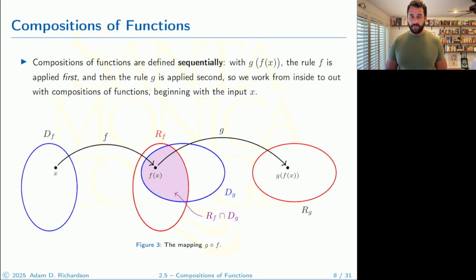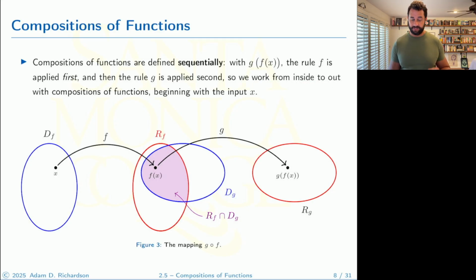All right. So let's get an important picture in mind. The reason that compositions can be a little bit tricky to work with is this. Compositions of functions are defined sequentially. All right. There's an order to the composition. With g of f of x, the rule f is applied first and then the rule g is applied second. Okay, so we work from inside to out.